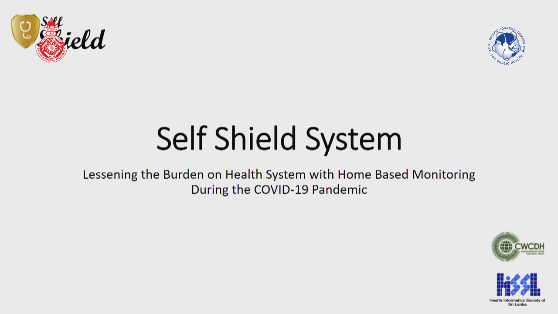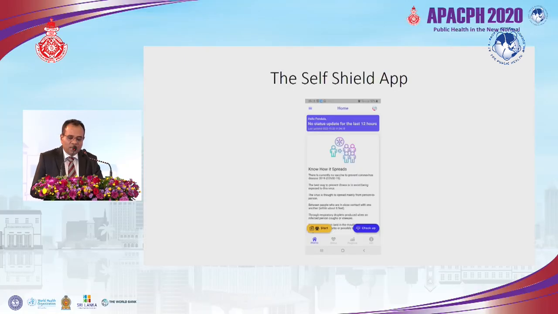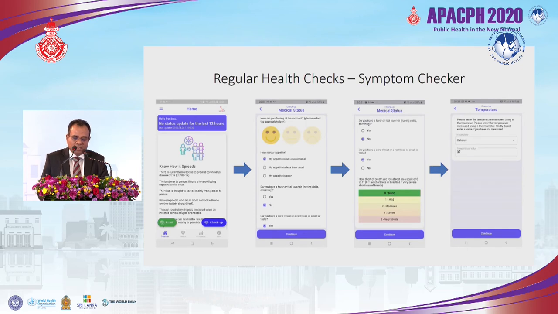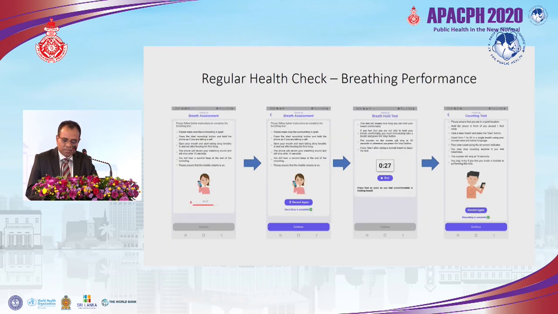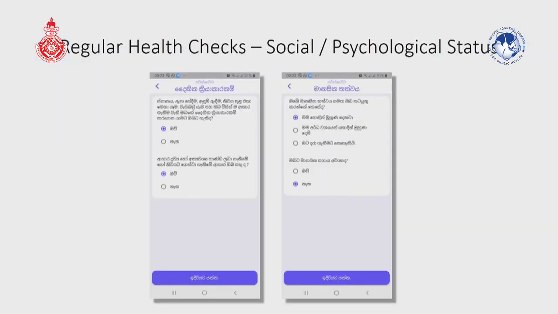the Commonwealth Centre for Digital Health that I chair: the self-health, self-shield system. The system is an app which enables people to download it freely from the App Store and Google Play and use it to perform self-health checks. So you can track your symptoms, monitor your breath sounds and breathing performance, and of course do a psychosocial status evaluation.